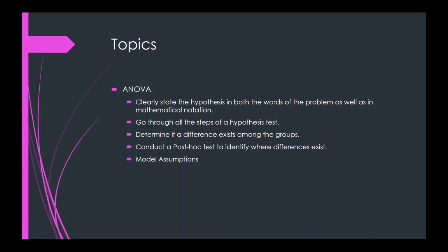You need to go through all the steps of a hypothesis test. You can't just say, here's the hypothesis, here's the p-value, I'm done. No, you have to tell me, what is your significance level? What is the test statistic you're using? And you can just say, I'm using ANOVA, PROC GLM in SAS, but you have to tell me how you're going to calculate it. You have to say, I use this decision rule and what the conclusion is from it. You should know how to conduct a post hoc test to identify where differences exist. You should also know the model assumptions.